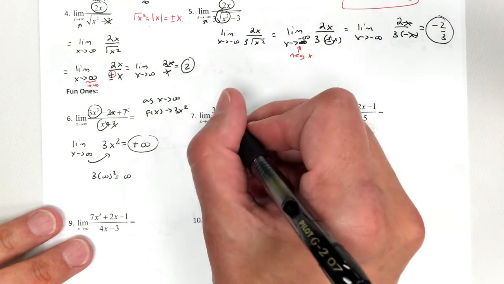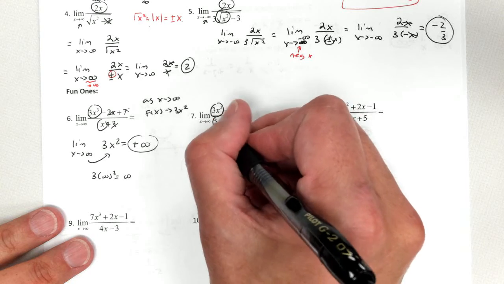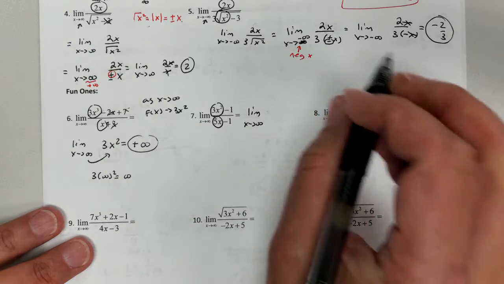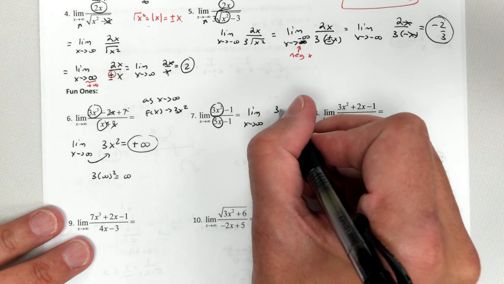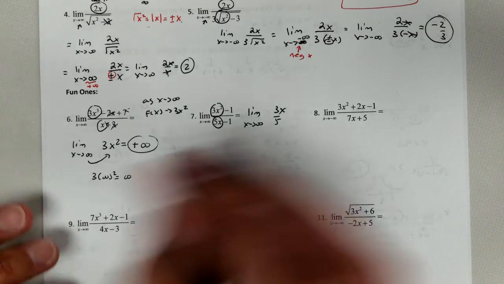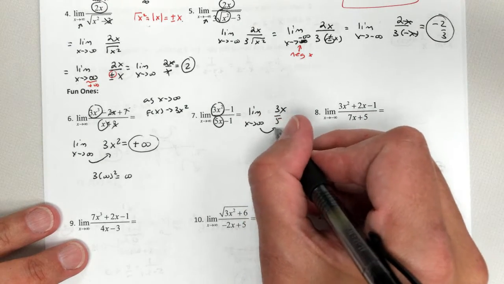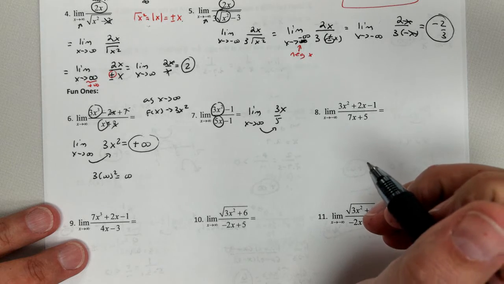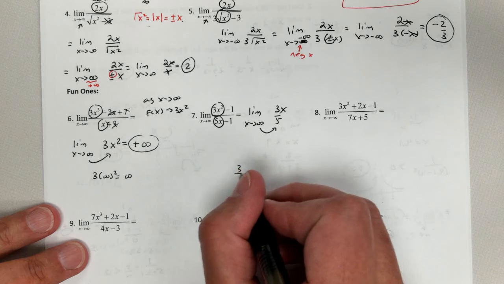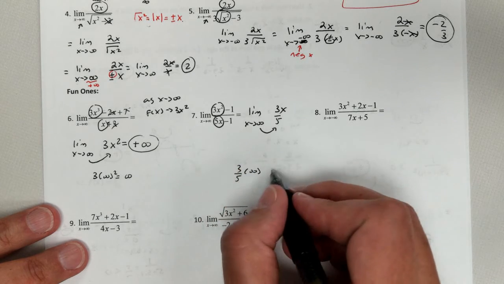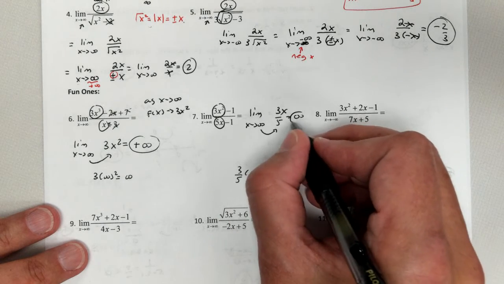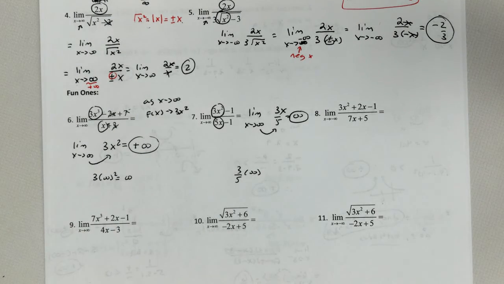All right, number 7. Again, all I care about is the 3x squared and the 5x. So if I were to rewrite that as x goes to infinity, this just becomes 3x over 5. So solving it, plugging in, we're going to get, and if you want to, 3/5 times infinity. We don't ever like to write this, but we think it. And yeah, 3 times infinity is just infinity right there. There we go. See, I didn't put the positive infinity in that one.